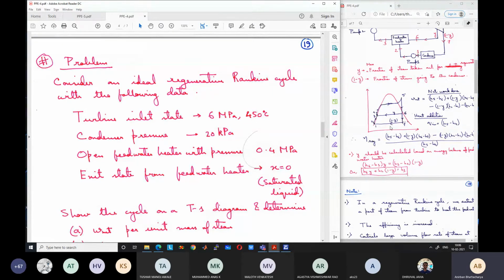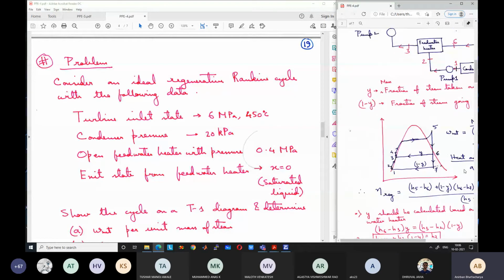So the turbine inlet state is given as 6 MPa, 450 degrees centigrade. Okay. So this point is 6 MPa. I will increase the size again. Just 6 MPa, 450 degrees centigrade. Condenser pressure is given as 20 kPa. The boiler pressure is fixed then at 6 MPa. The entire boiler pressure is 6 MPa because the turbine inlet state is 6 MPa, and the condenser pressure is 20 kPa.